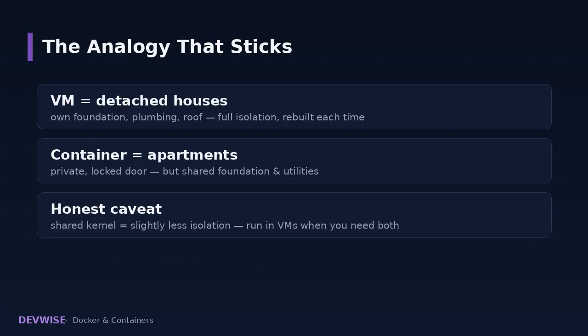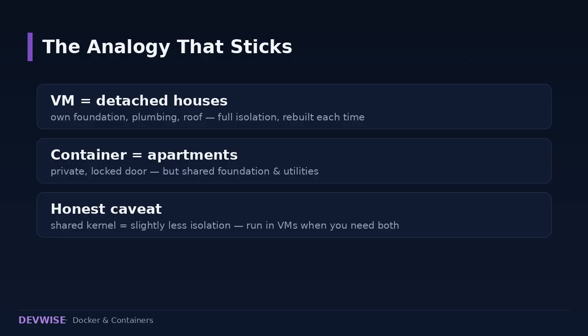Here's the analogy that makes it stick. A virtual machine is like a housing development, where every home is a separate, detached house, its own foundation, its own plumbing, its own roof, complete isolation, but you rebuild everything for each home. A container is like an apartment building. Each apartment is private and self-contained, with its own locked door, but they all share one foundation, one set of utilities, one structure. Far more homes on the same land, built far faster because you're not duplicating the foundation every time.